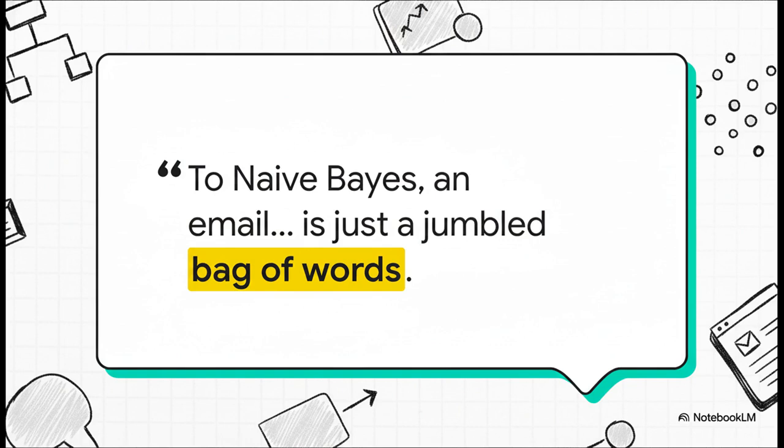This is the perfect way to think about it. The algorithm doesn't care one bit about grammar, sentence structure, or context. To naive Bayes, the phrases "deal of a lifetime" and "lifetime of a deal" are exactly the same thing.